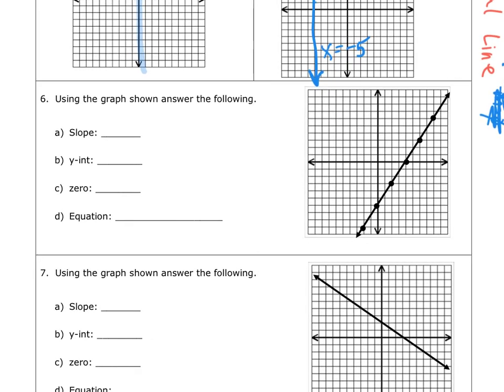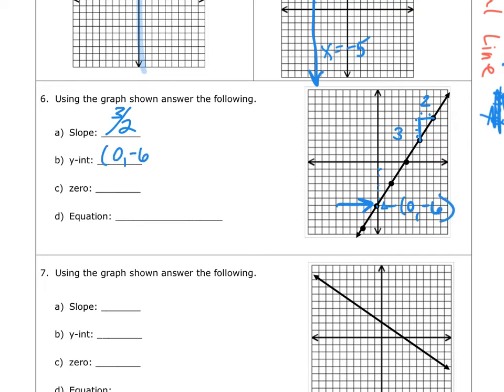All right, number 6. It says use the graph shown to answer the following. They want to know what the slope is. That's easy. I'm just going to draw my triangle: 1, 2, 3, 1, 2. The slope is the rise over the run, so I know the slope is 2/3. What's the y-intercept? The y-intercept is where it crosses the y-axis, which is at 1, 2, 3, 4, 5, 6. So I know the y-intercept is at (0, negative 6).